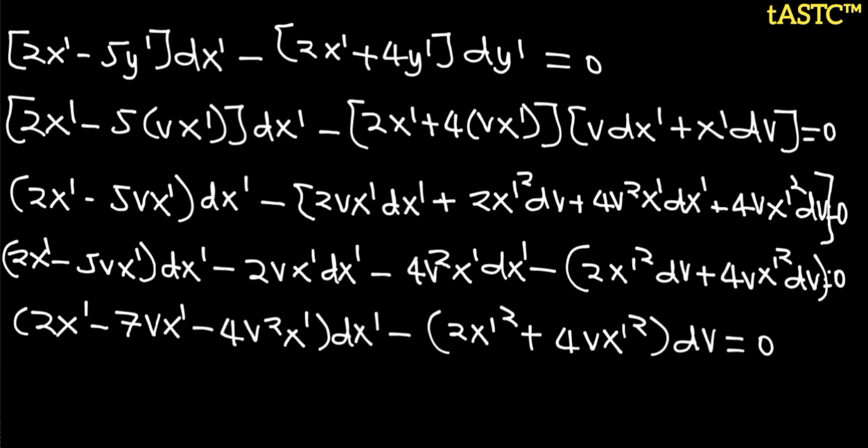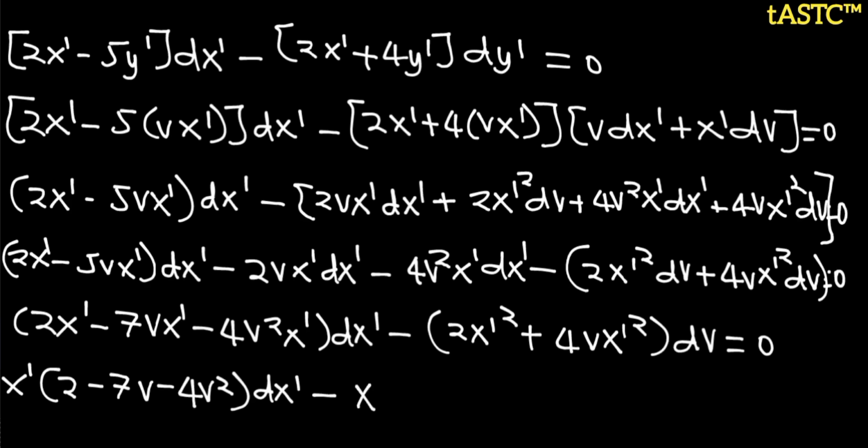And next up, we need to make sure that we find a dx prime over x, and the other a dv divided by a function in terms of v. So the most important thing that we could do here, we need to factor out the x primes as well as the x prime squares. So this is going to be x prime, and here we're going to have 2 minus 7v minus 4v squared, and this is dx prime. This will be minus x prime squared, and here now we're going to have 2 plus 4v. This is dv, and this will be equal to 0. So I would need to clear out some stuff.